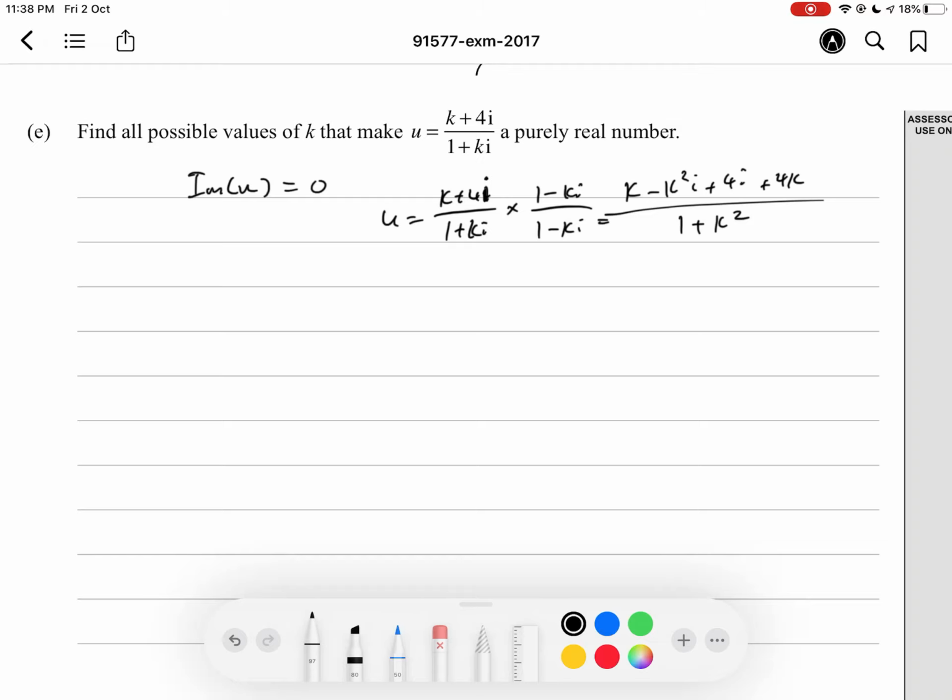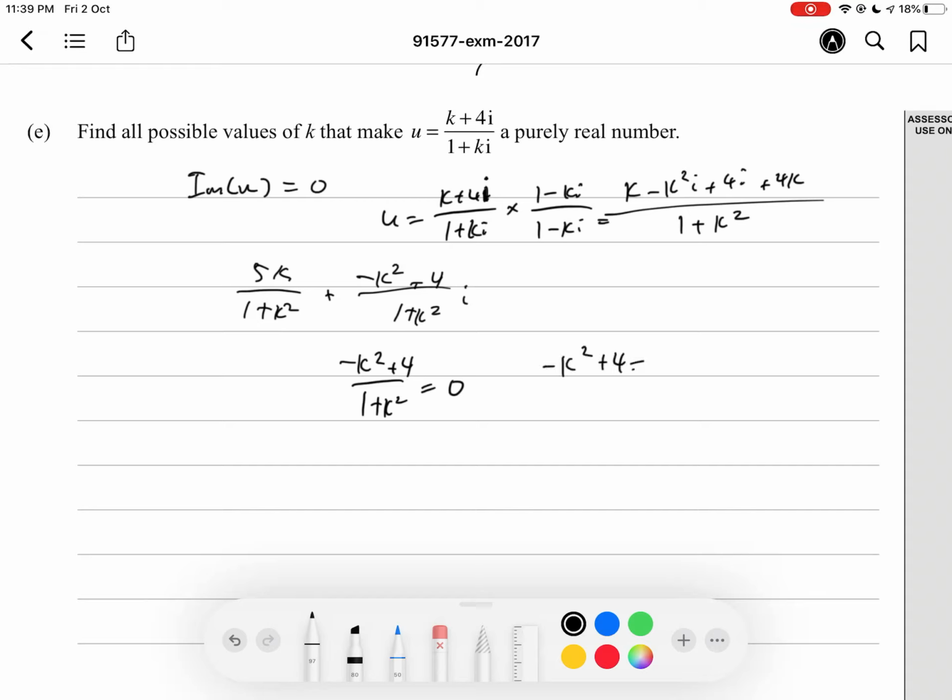Okay, so now we're going to group our imaginary parts and our real parts together. So the real part of u is simply k plus 4k, so we have 5k over 1 plus k squared, plus the imaginary part, which is negative k squared i plus 4i. So plus negative k squared plus 4 over 1 plus k squared times i. So to make it a purely real number, we know that the imaginary part of u must be equal to 0. So therefore, negative k squared plus 4 over 1 plus k squared must be equal to 0.